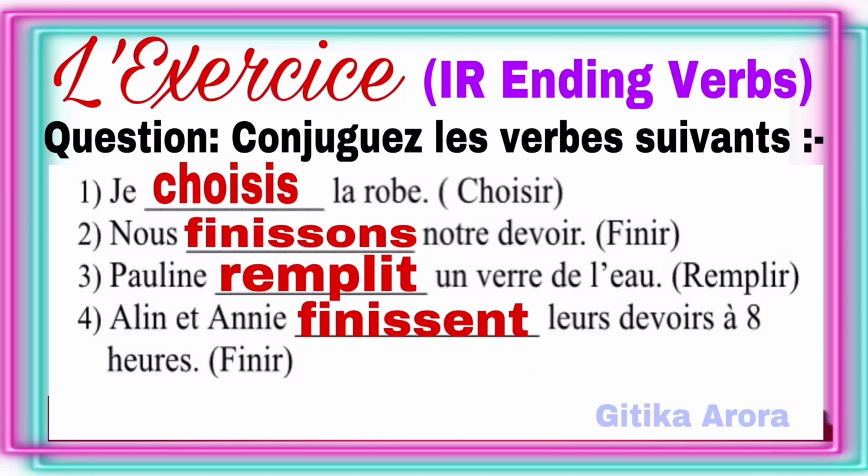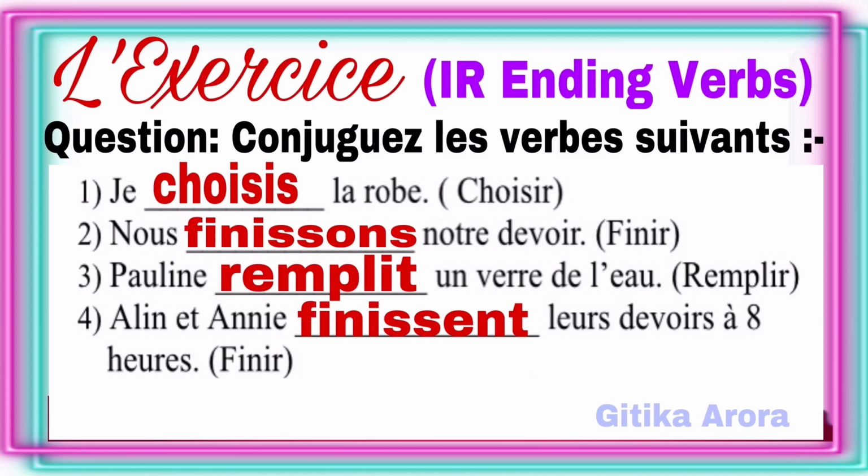The second question is nous dash notre devoir, and the verb which is given in the bracket is finir, which means to finish, that we just did. Okay, so again here we will put issons. It will become finissons. Now the third question is Pauline dash un verre d'eau. That means Pauline fills a glass of water. Now remplir is a verb which means to fill. Okay, and Pauline is a girl, that is why we have conjugated the verb with elle.